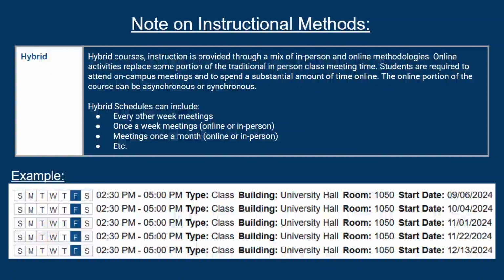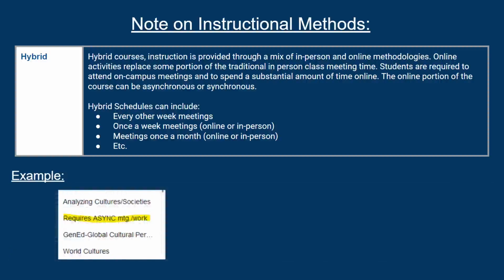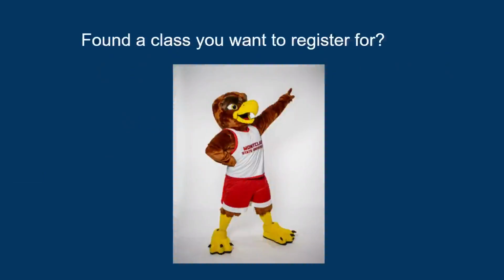For hybrid courses, instruction can be offered several different ways. Classes could be a mix of in-person and online, such as Zoom, or they may have in-person meetings one day and asynchronous work required. Some hybrid classes may meet every other week or even once a month. Here's an example of what a schedule would look like for a class that meets once a month on average, and you can see the meeting dates are noted. You may also see a course that says requires a sync meeting or work and has a meeting time. This is a hybrid course.